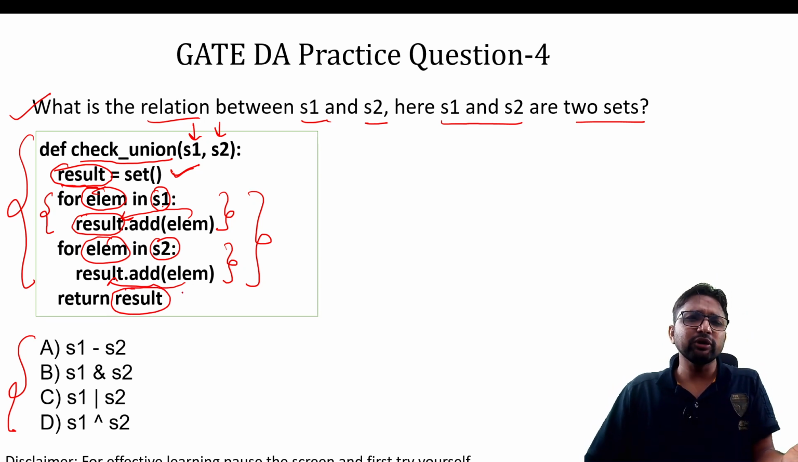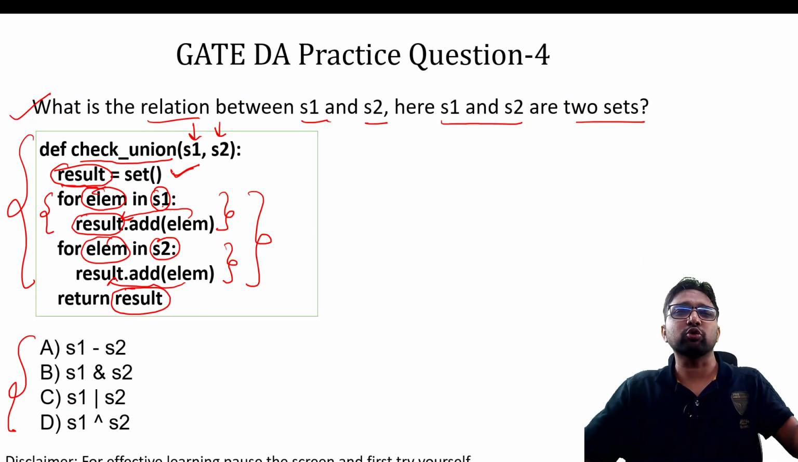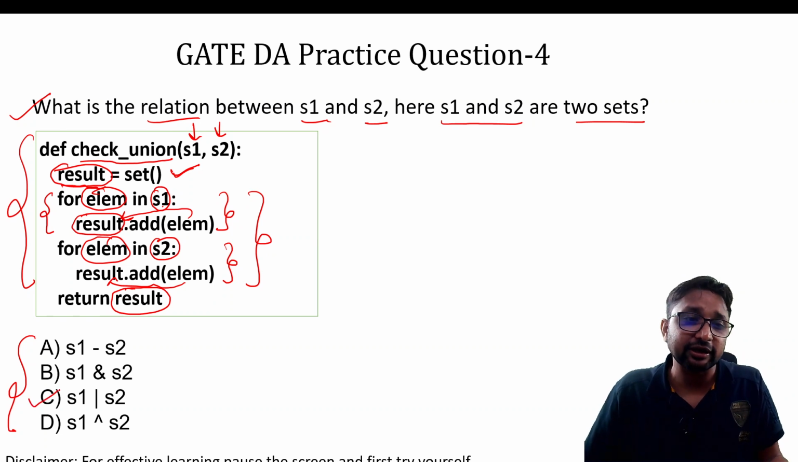So here we are doing the union operation, taking all the elements of set 1, taking all the elements of set 2, adding them into a new set. So definitely that is the union. So C must be the right answer.